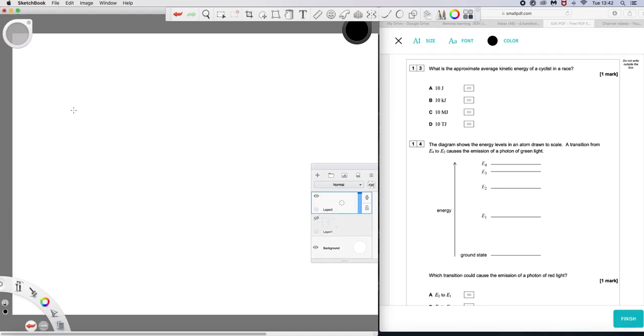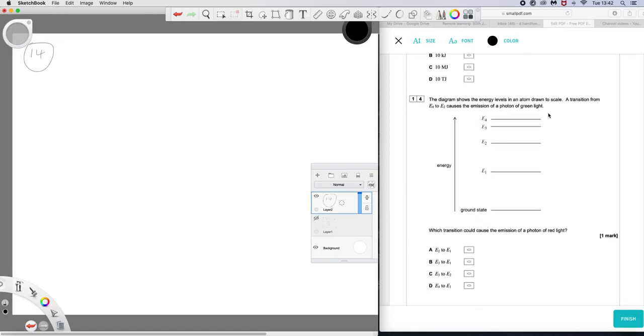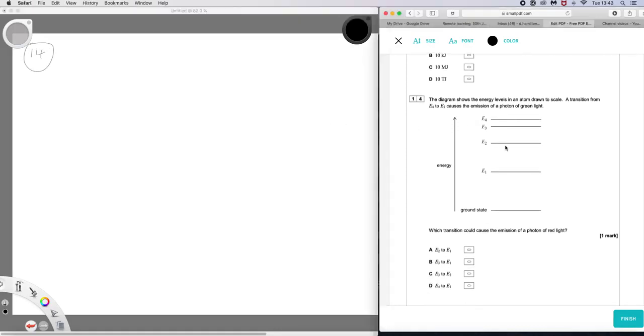Question 14 then. Diagram shows energy levels in an atom drawn to scale. Transition from 4 to 2 gives us green light. We want to know what would give us red light. Well, red light has a longer wavelength, lower frequency, less energy. So less than 4 to 2.